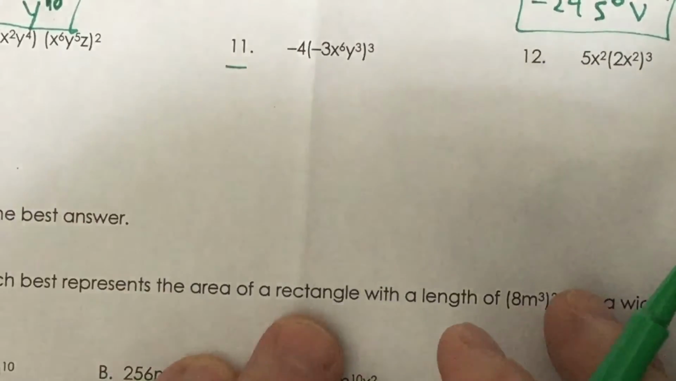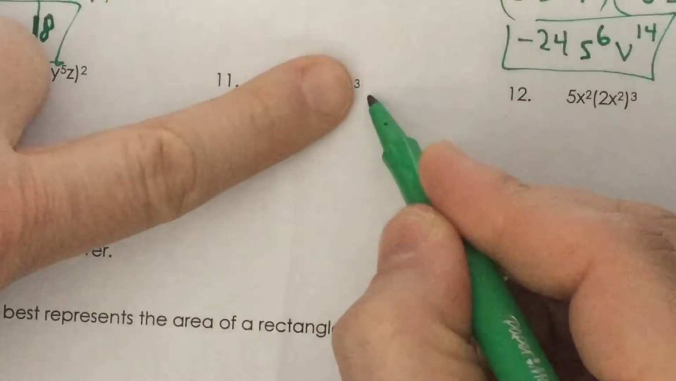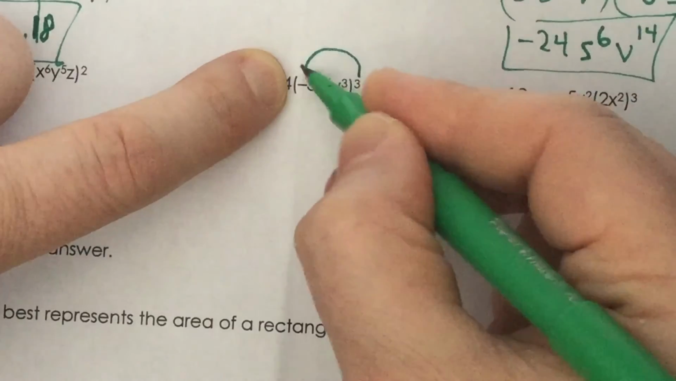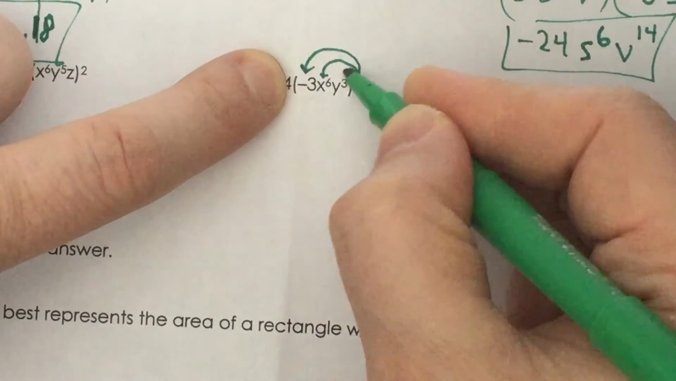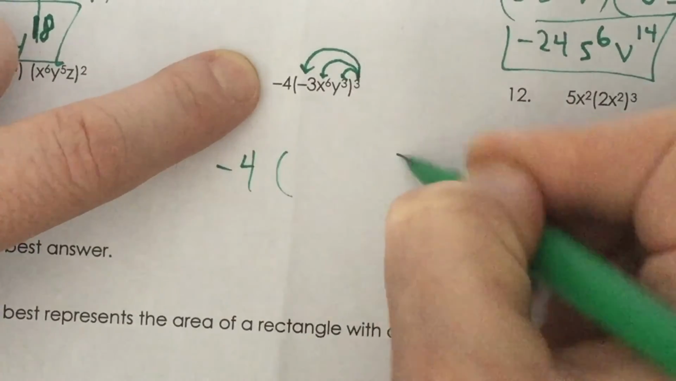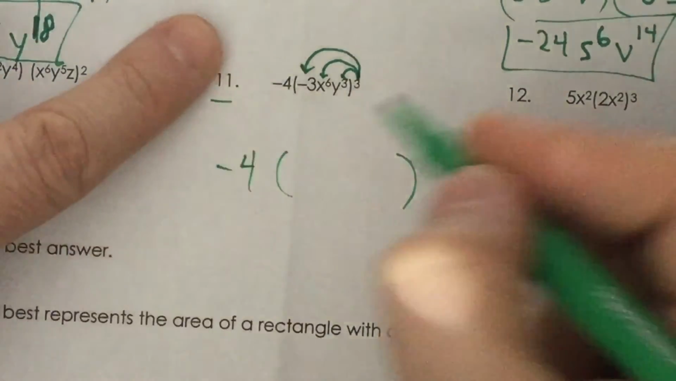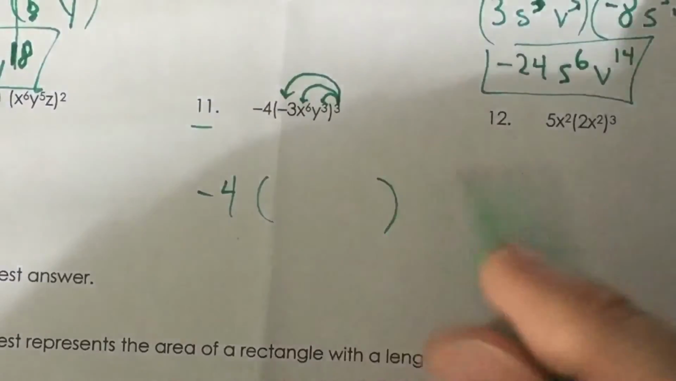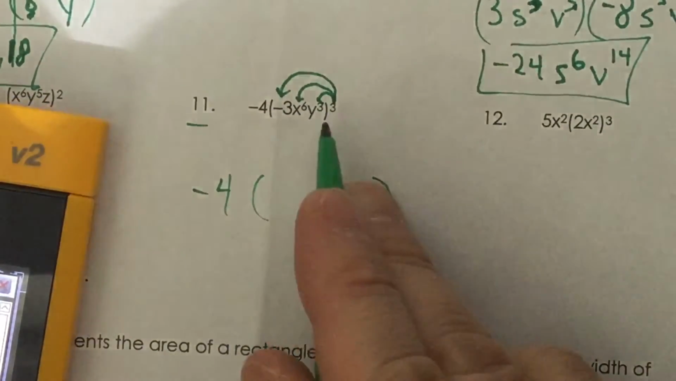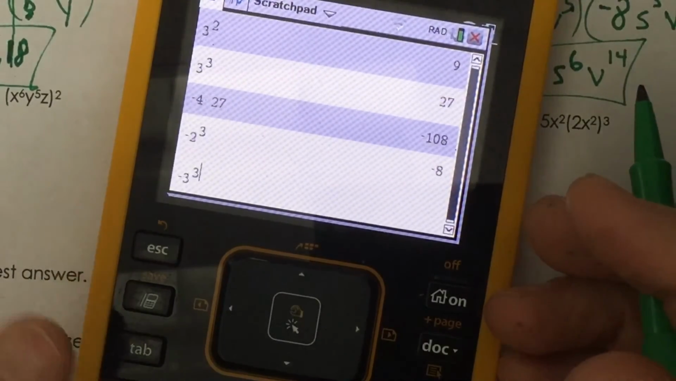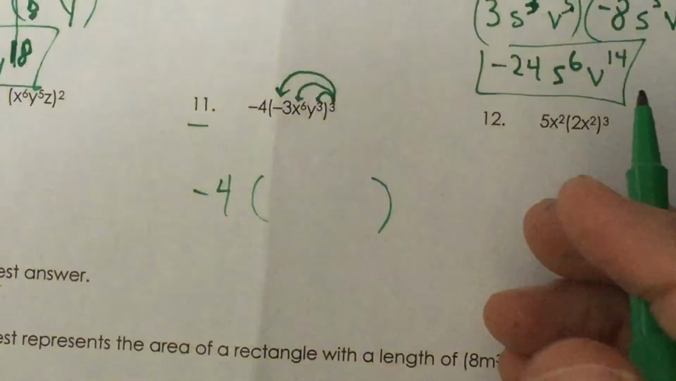Okay, number 11. Number 11 is interesting because this exponent of 3 on the end applies to everything inside the parentheses, but it does not apply at all to the negative 4 on the outside. So I have to ignore the negative 4 for a little bit and leave it alone until the end. This is a coefficient. It's not an exponent, so I'm not just multiplying those. I'm putting that in the calculator. Negative 3 caret top 3 gives me negative 27.